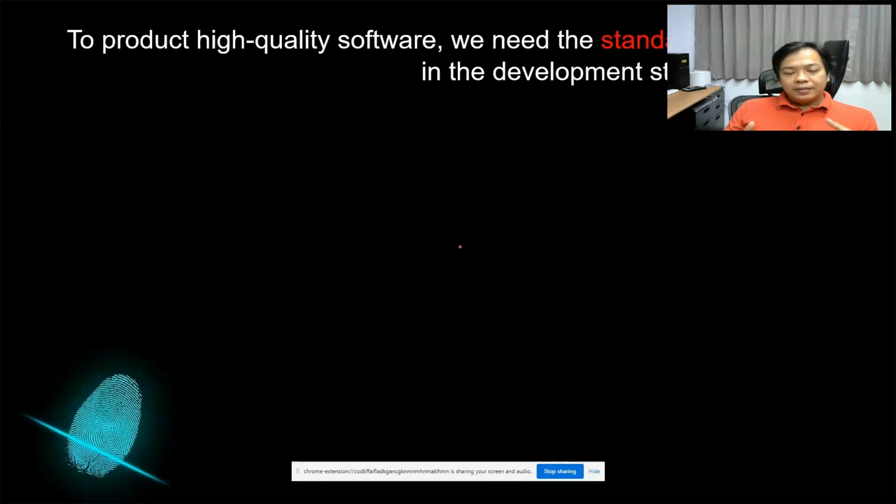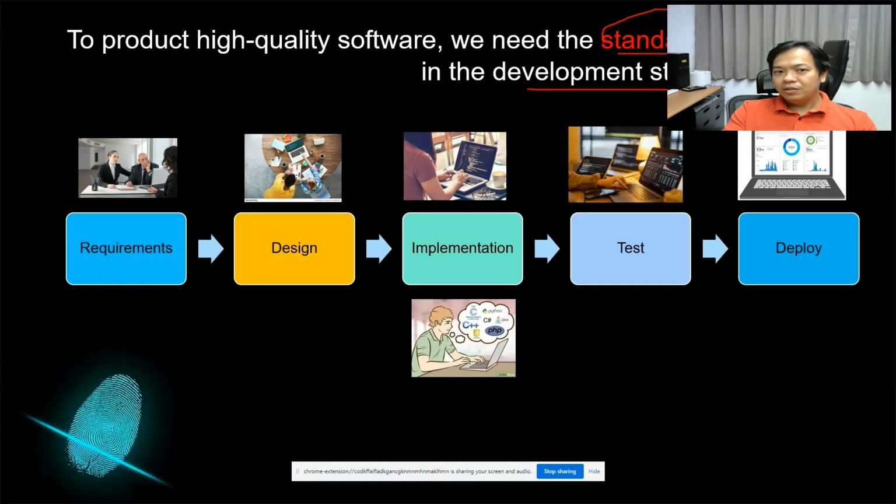The first problem, when you want to produce high quality software, is that you need a standard process in the development stage. You need a standard and professional process and professional practice. You cannot just say, I like this one, so I follow this one to develop. No, you need to have a standard process.